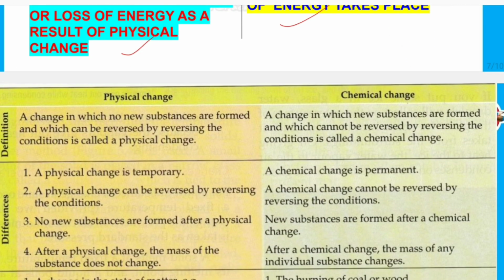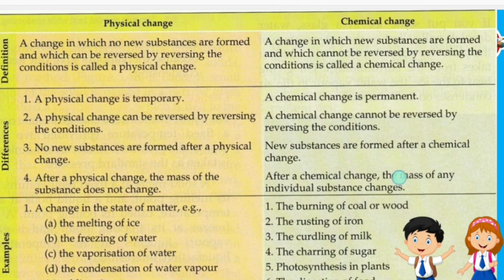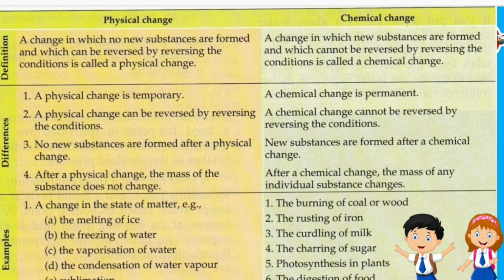Okay, now this may be written in this form and you already have all the points, but in this difference table you will see the two, physical change and chemical change. The definition of physical change: a change in which no new substance is formed and which can be reversed by reversing the condition is called a physical change. And the definition of chemical change: a change in which new substances are formed and which can't be reversed by reversing the condition is called a chemical change.